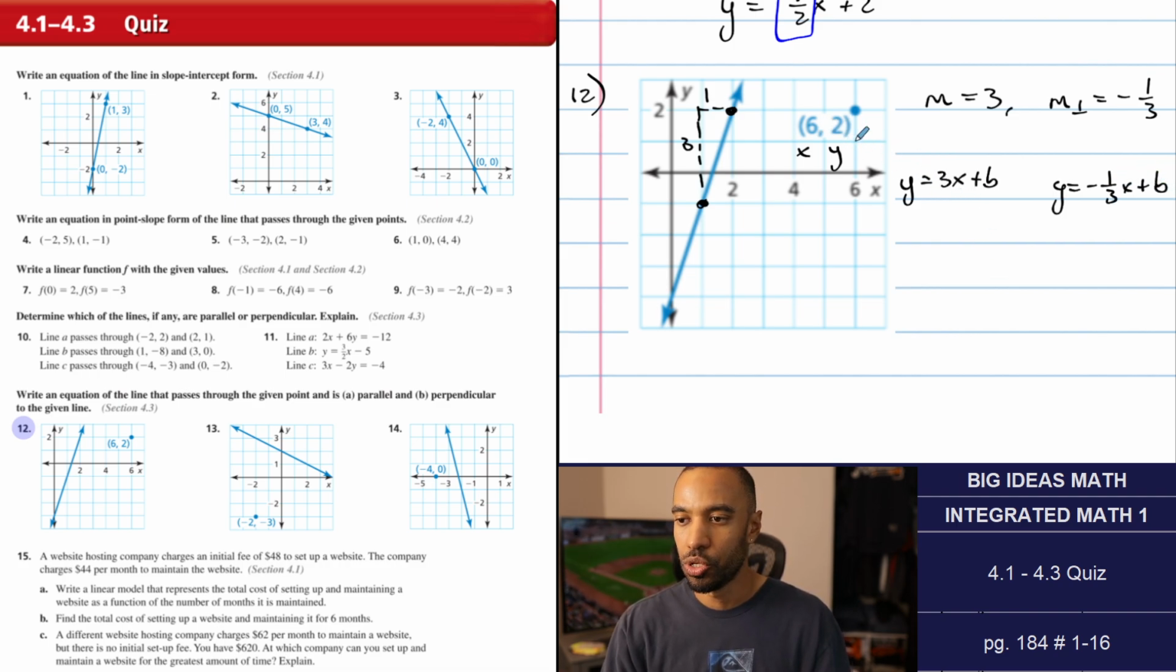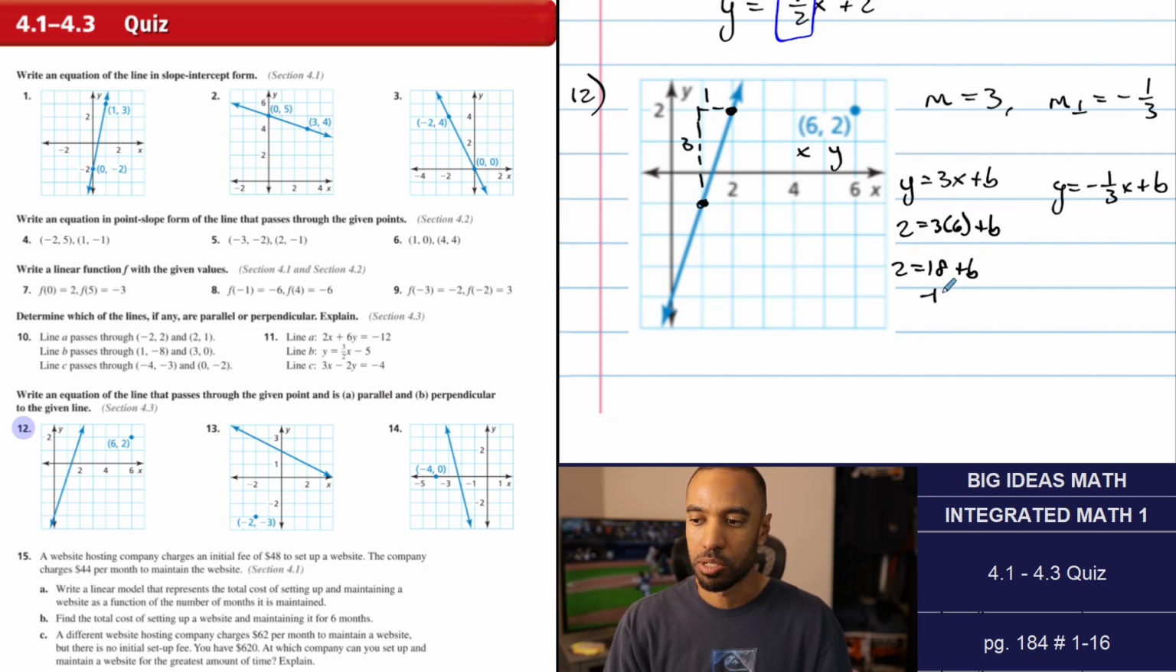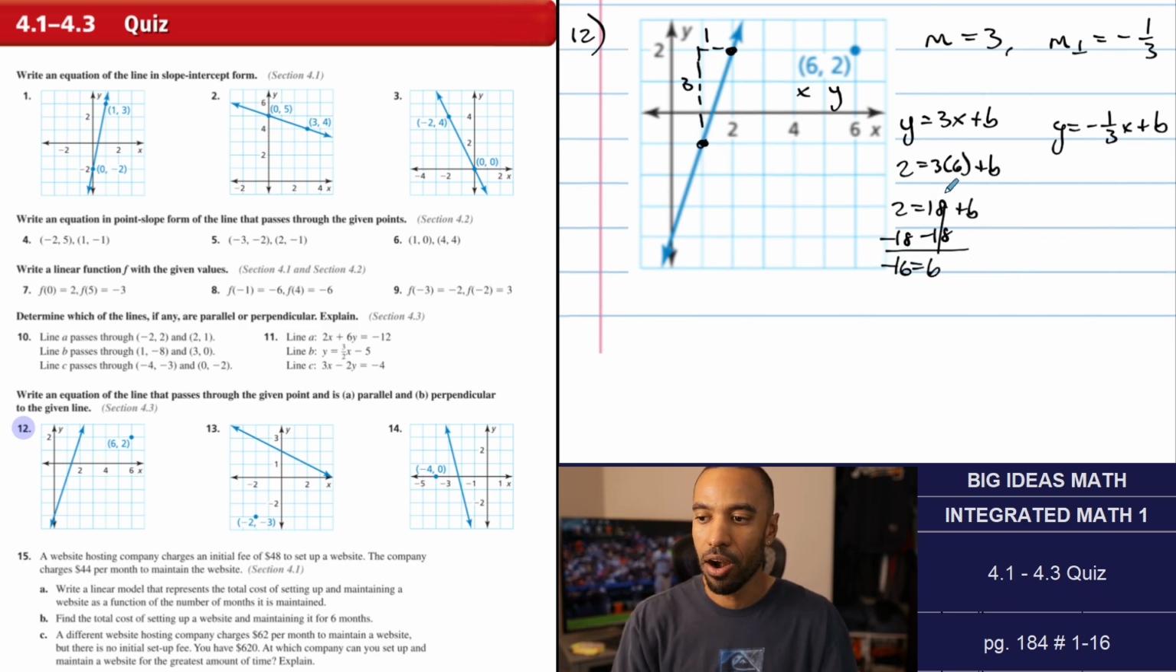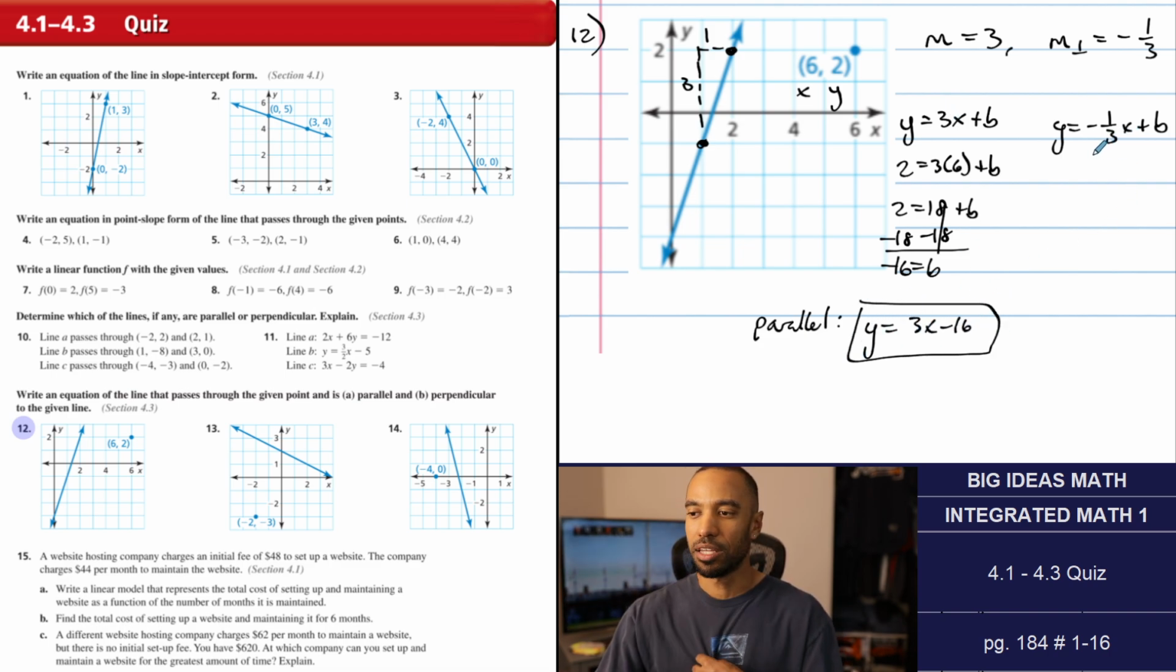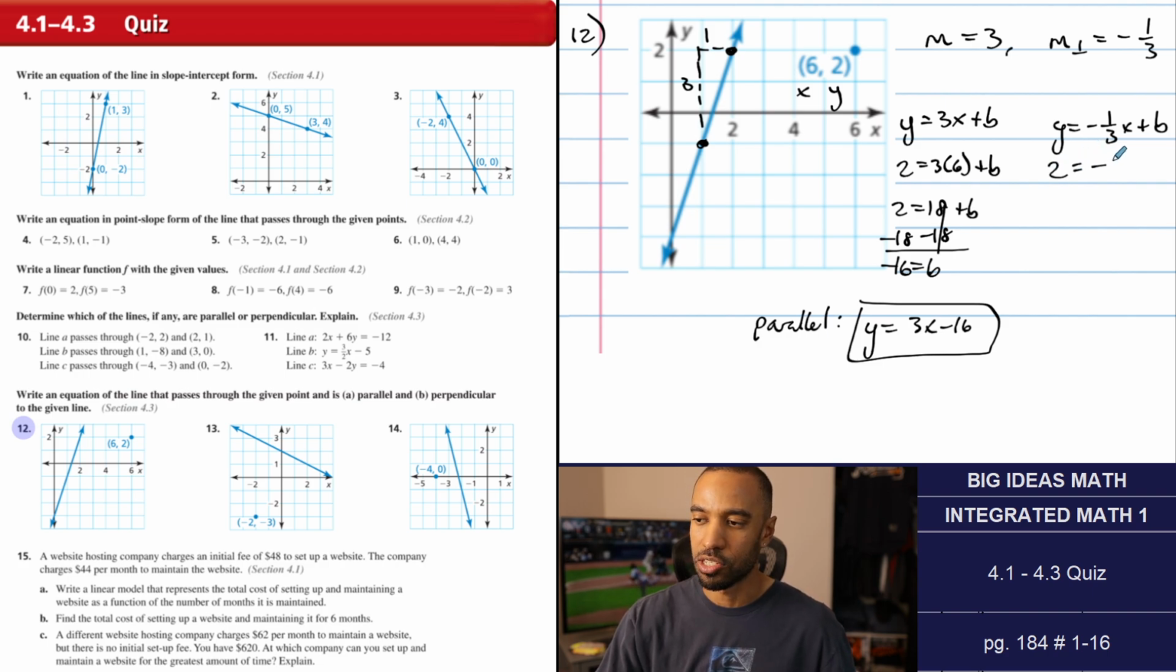So if I substitute 2 for y and 6 for x, I get 2 equals 3 times 6 plus b, or 2 equals 18 plus b, or when I subtract 18 from both sides, I get b equals negative 16. So my equation for the parallel one is going to be y equals 3x minus 16. That's the parallel line.